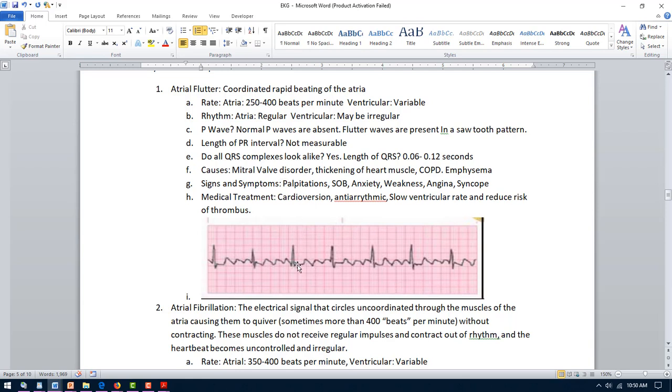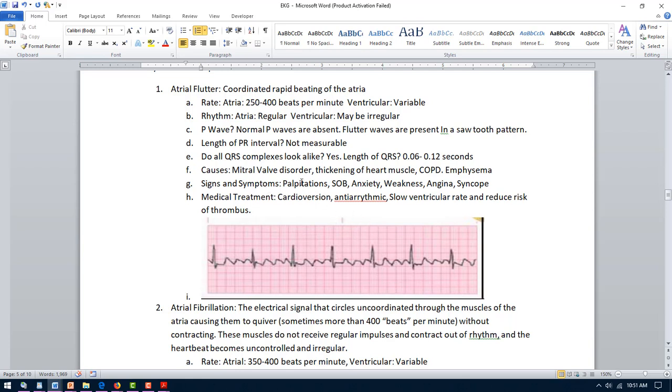All the QRSs look okay because it's atrial flutter and the ventricles are still doing their job, so they still are doing the correct thing, whereas the atria are not doing the right thing, so they're kind of beating effectively, just faster. I said kind of, not effectively. So, might be a mitral valve disorder, maybe the heart muscle might be thickening.